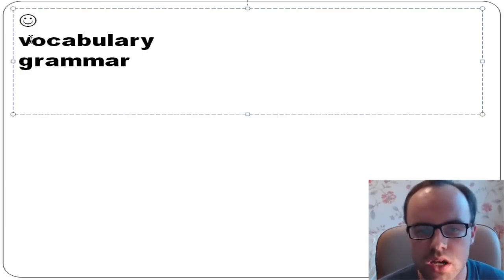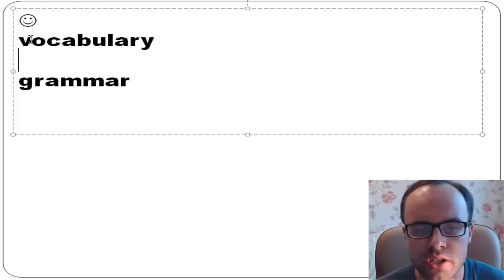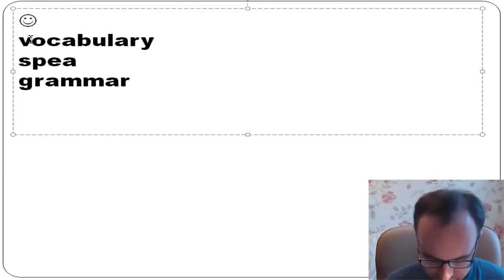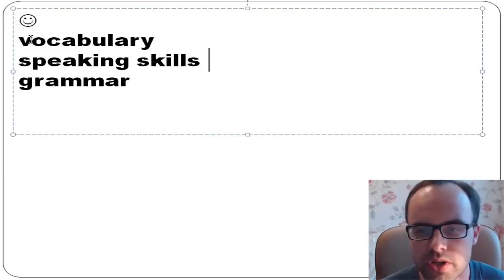Vocabulary relates actually to general knowledge, but also speaking is very important. You need to have very strong speaking skills. You need to speak English almost perfectly. I mean, quite good pronunciation and without mistakes at all. If you make mistakes, they can be very small mistakes and from time to time, but not on a regular basis. So vocabulary, speaking skills, grammar, that's important.